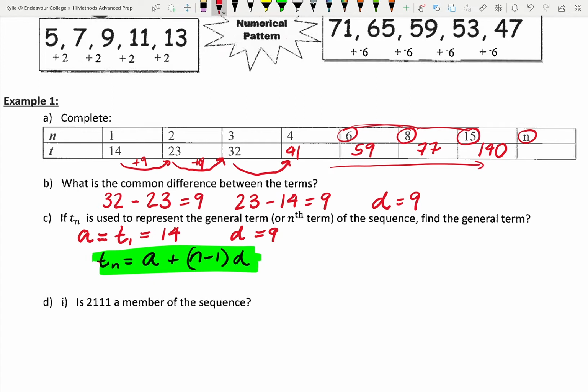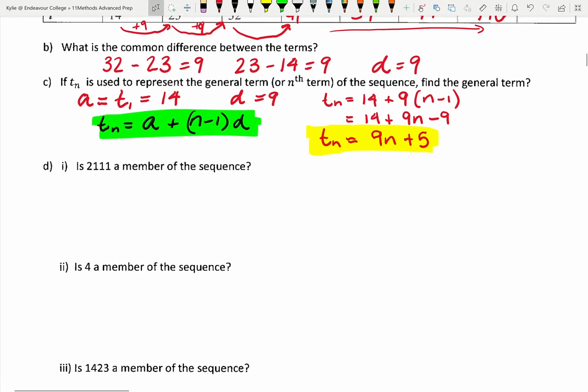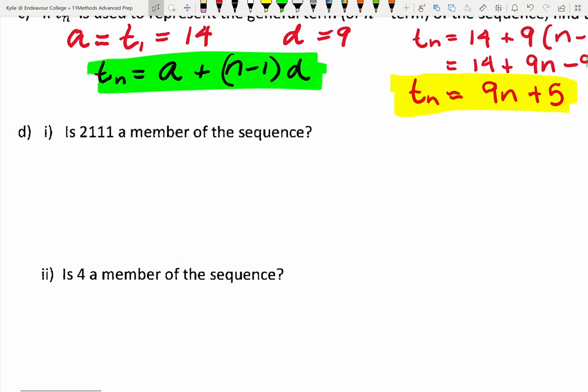That's our general rule. So in this case, Tn is going to be 14 plus 9(n minus 1), which is 14 plus 9n minus 9, which is 9n plus 5. So Tn is 9n plus 5, and that is the general term. And you can see that that is an explicit formula. From here, we can now use this information to decide whether a certain number is a member of the sequence.